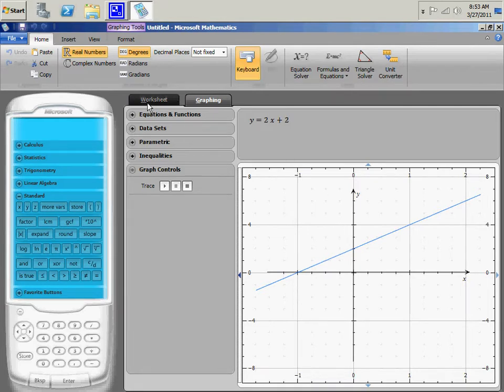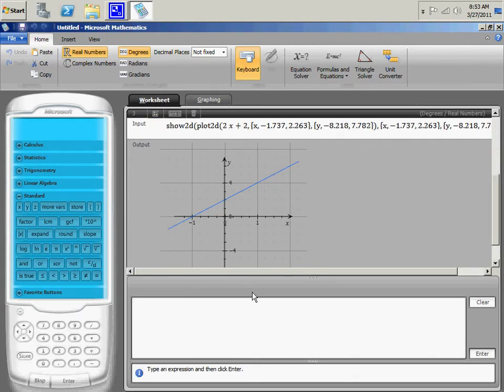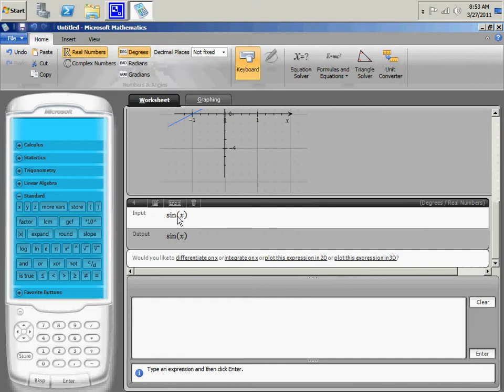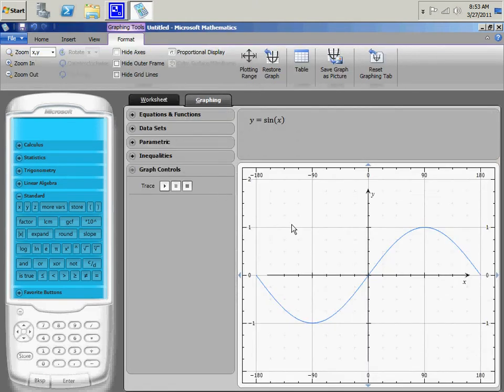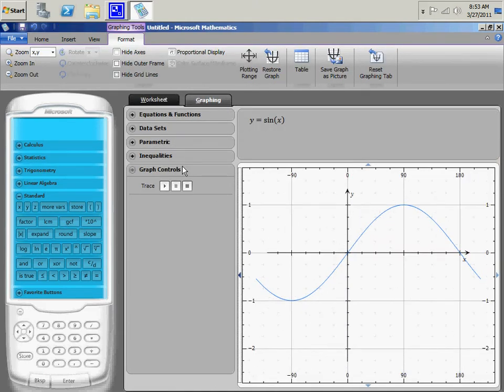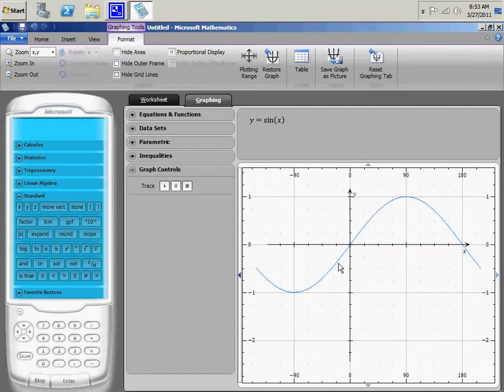You can also look at more complicated equations. For example, I can look at sine x as an example. I can plot this in 2D. Now it also, as you saw, has 3D features. I'm not going to show those features, although they are available and they're pretty cool too. Okay, so I've showed you a couple of the graphing capabilities.